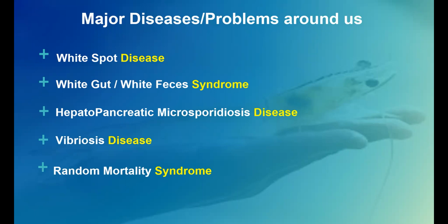Why we call white gut or white feces syndrome or random mortality syndrome a syndrome is because the causative agent is not really established. The etiology is not clear yet, it is under study, and there are many cases where multiple agents or different scenarios can cause a syndrome.